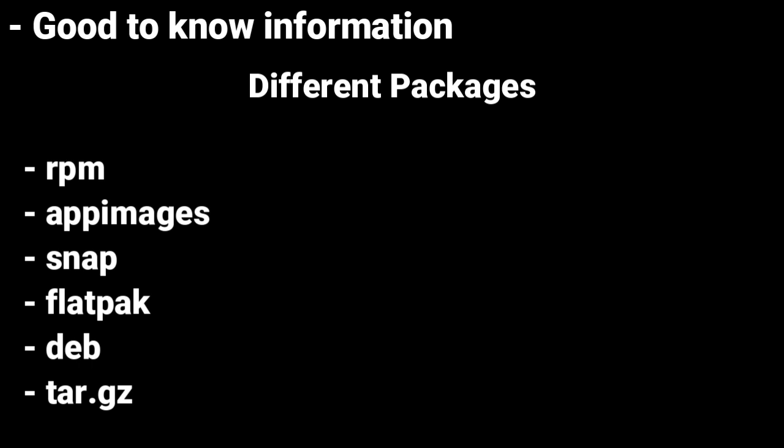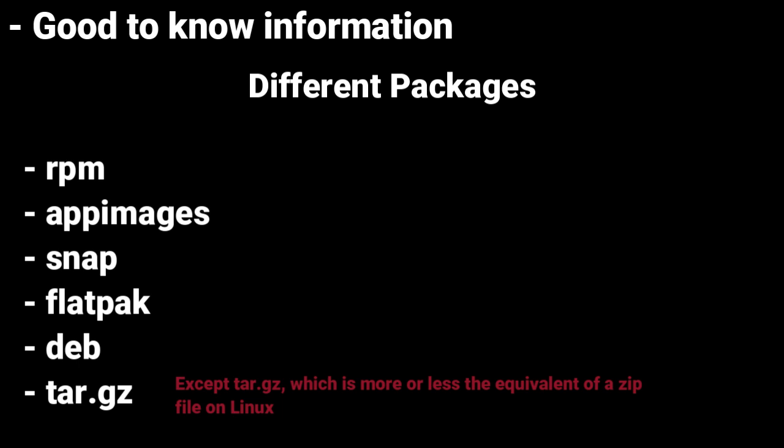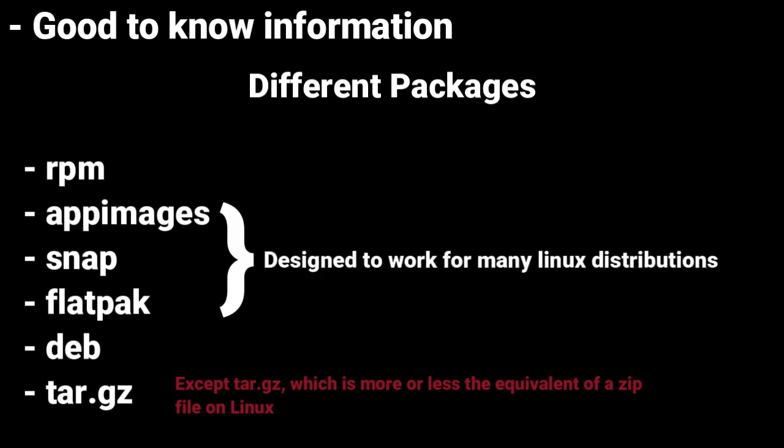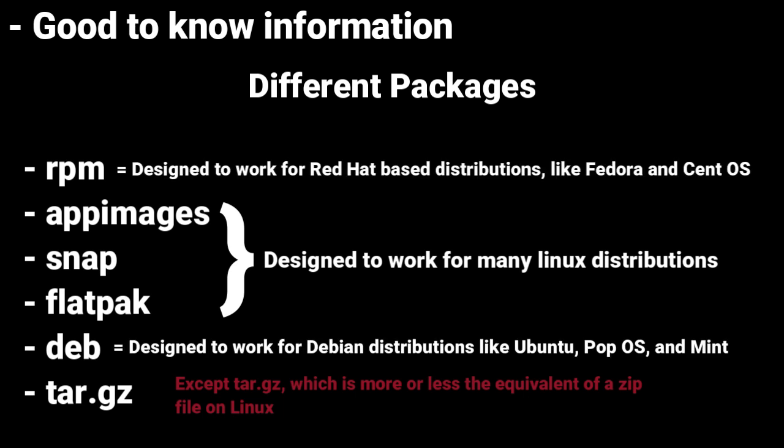All of these are different ways of using a program. To keep it very simple, think of all of them as alternatives to the .exe file on Windows. When downloading a program for Linux, you will likely be asked to download one of these versions. Packages like Snap, Flatpak, and AppImage are designed to work for multiple distributions, while others like deb are designed to work for Debian-based distributions like Ubuntu.